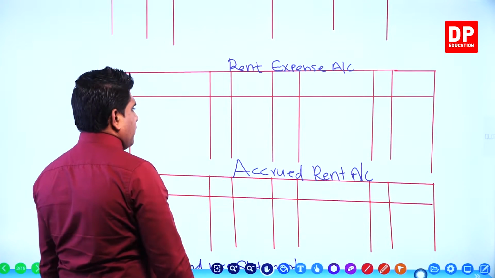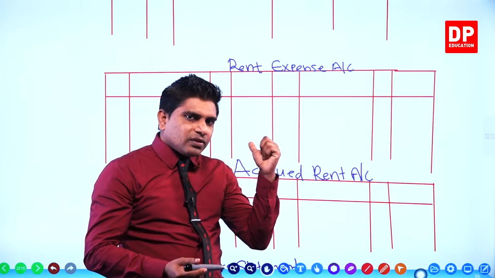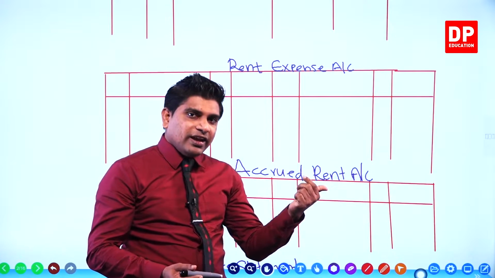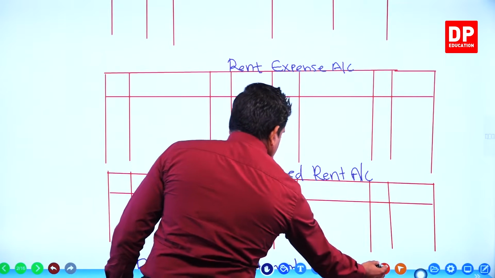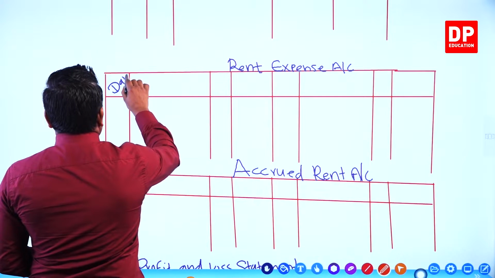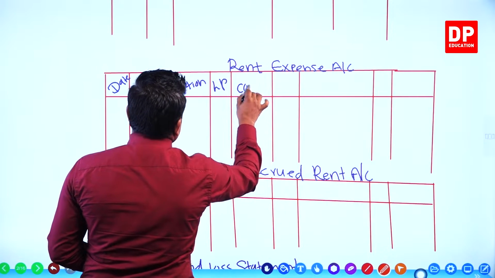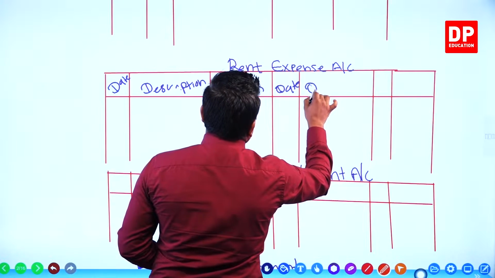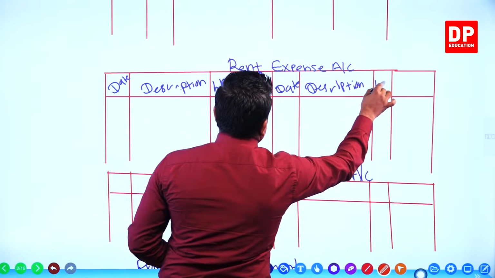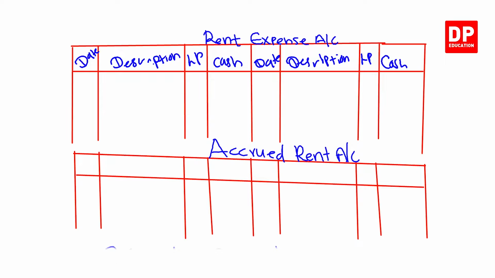Why? You can see that 64,000 in the rent expense account because they already paid it, right? Then first we name the columns. It's very easy. Date, description, ledger page, cash, right? Date, description, ledger page, cash. Date, description, ledger page, cash. Okay, right?